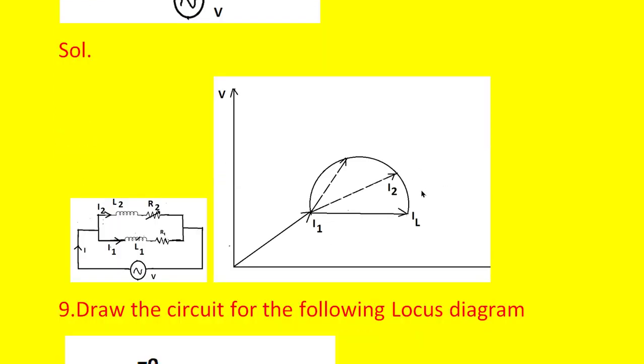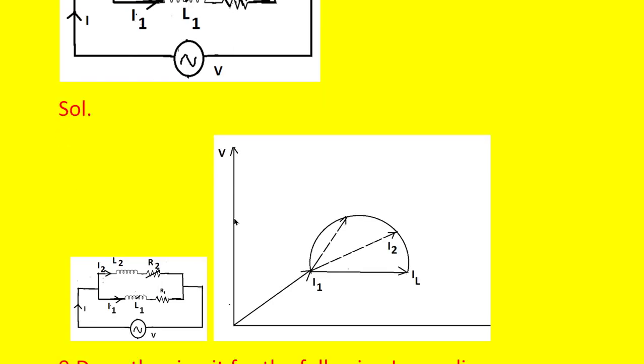To draw the locus diagram for this, first we have to take the fixed branch current and draw the voltage vector first on the y-axis. Because this is an RL branch, the current flowing is I1, and it will lag the voltage by some angle. It is not exactly 90 degrees because R is present. Let us say the current flowing in this branch is I1, which is lagging the applied voltage by some angle like this.